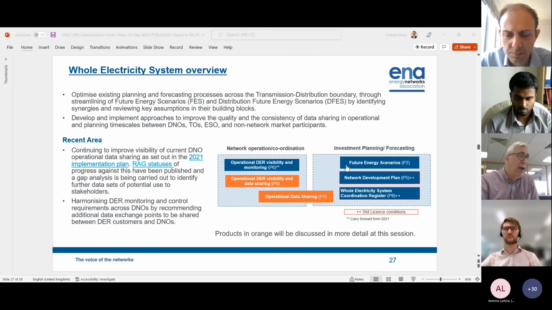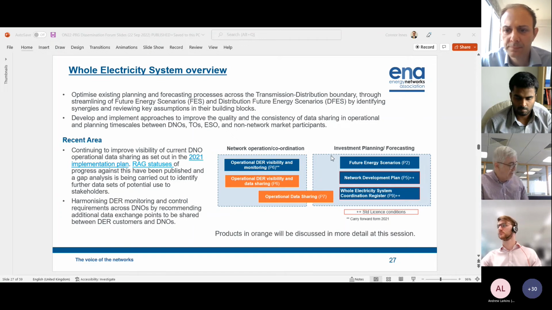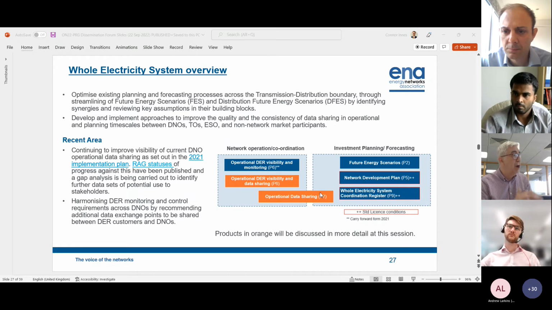So taking them in order, we've got product 2, which is future energy scenarios. What's been achieved there, not just this year, but over a number of years now, is that we've developed a standardized DSO process for forecasting for the purposes of DFESs. The DFES is the distribution future energy scenarios, which will give you a view on the demands and generation that we're anticipating over the next 10, 20 years.